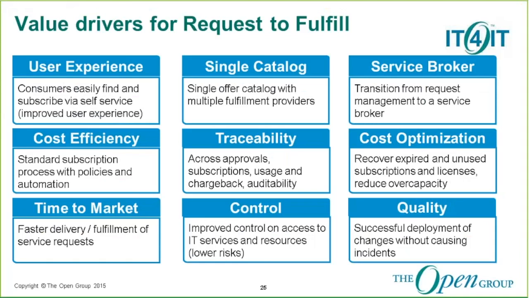But also reduce fulfillment cost by automating fulfillment activities. We also can deliver faster by automating these activities. And reduce errors and incidents caused by deployment activities. We can improve the control over who has access to which service or resource. And also improve the traceability and auditability by understanding who has approved this request until when it's needed.